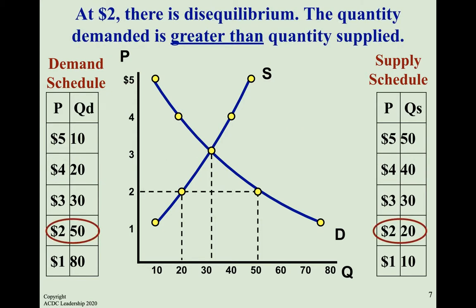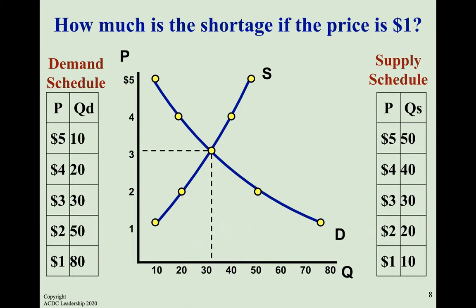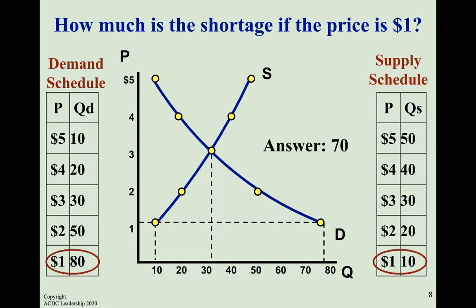Now at $2, below equilibrium, there's also disequilibrium. The quantity demanded is greater than the quantity supplied. This is what's considered a shortage. Specifically, at $2, there is a shortage of 30 units, or 50 minus 20. When you're asked a question on a shortage or surplus, make sure that you give the specific answer. How much is a shortage if the price is $1? The answer is 70, or 80 minus 10.